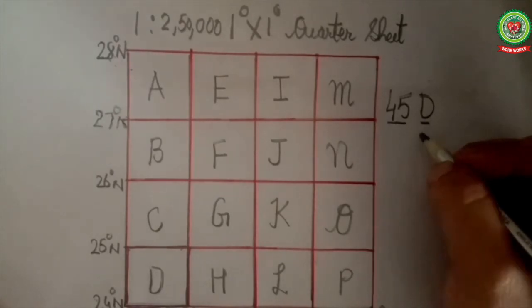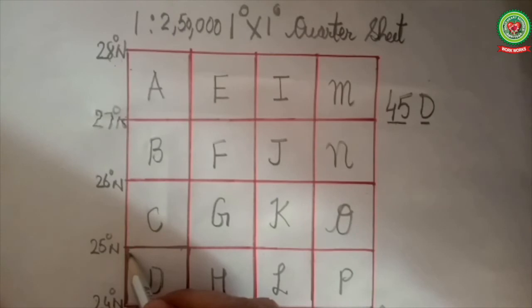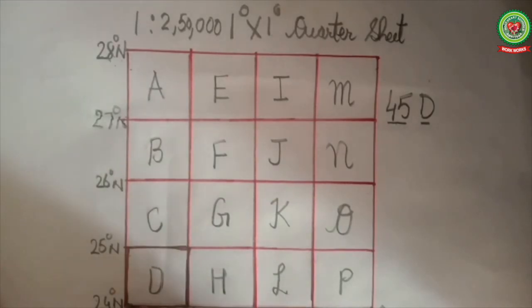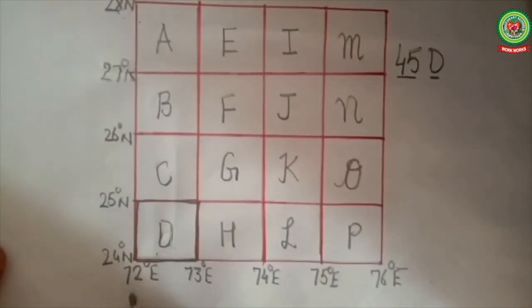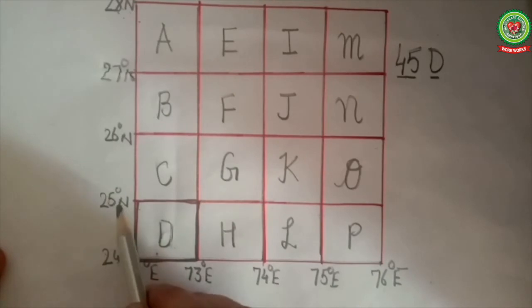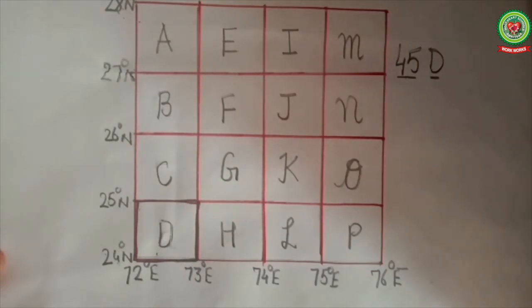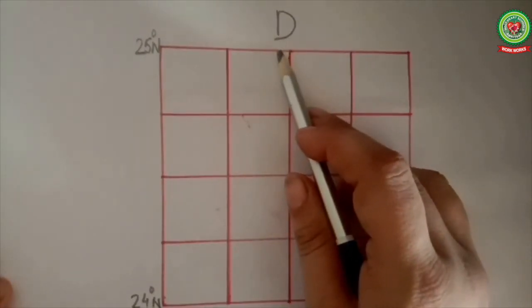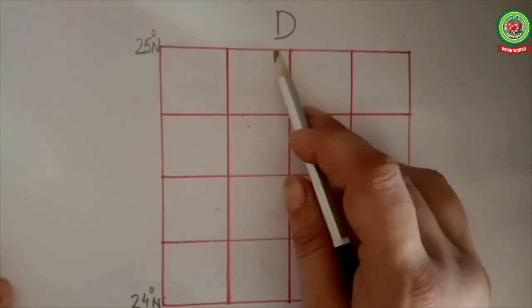Now further we will pick a district of Rajasthan. Suppose D is the major district of Rajasthan. We will choose it for further reducing our scale. Now we know that it lies between 72 degree east to 73 degree east and 24 degree to 25 degree north. So we will further divide our sheet into 16 parts and we will get further division of district D of Rajasthan into 16 parts to a reduced scale.